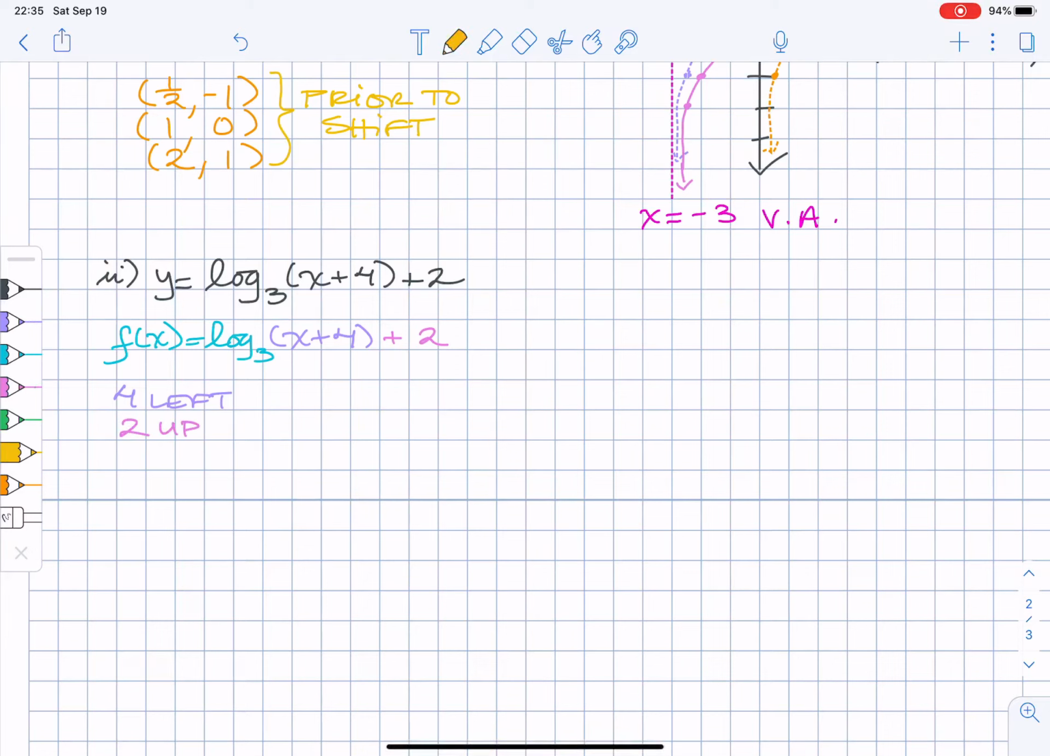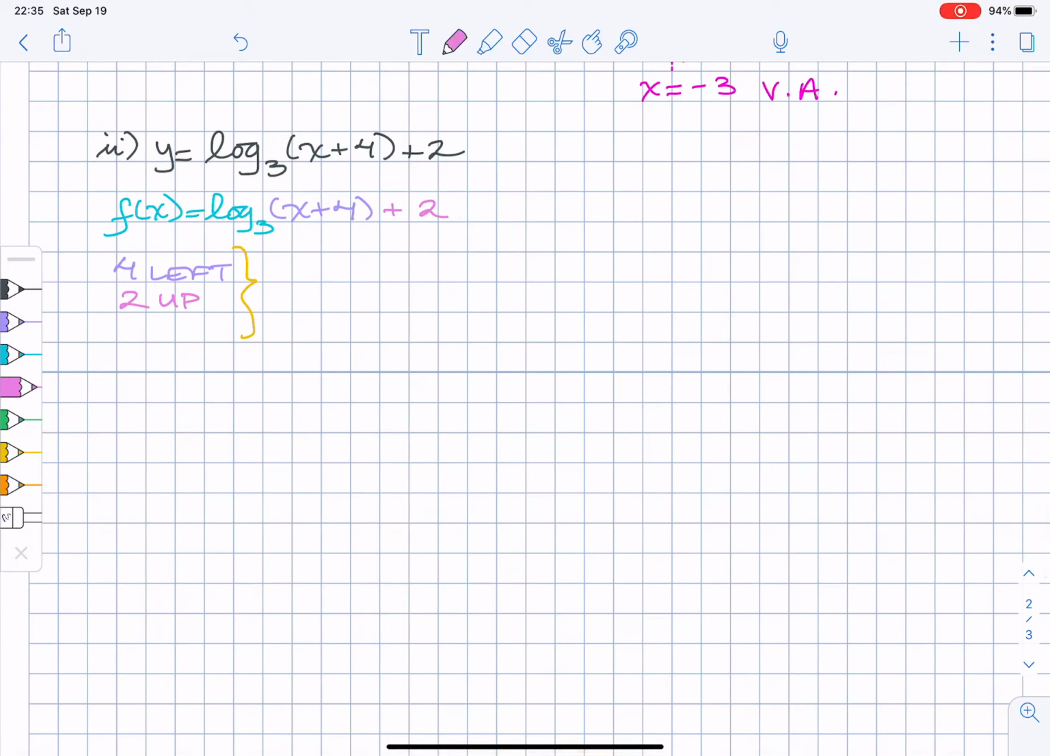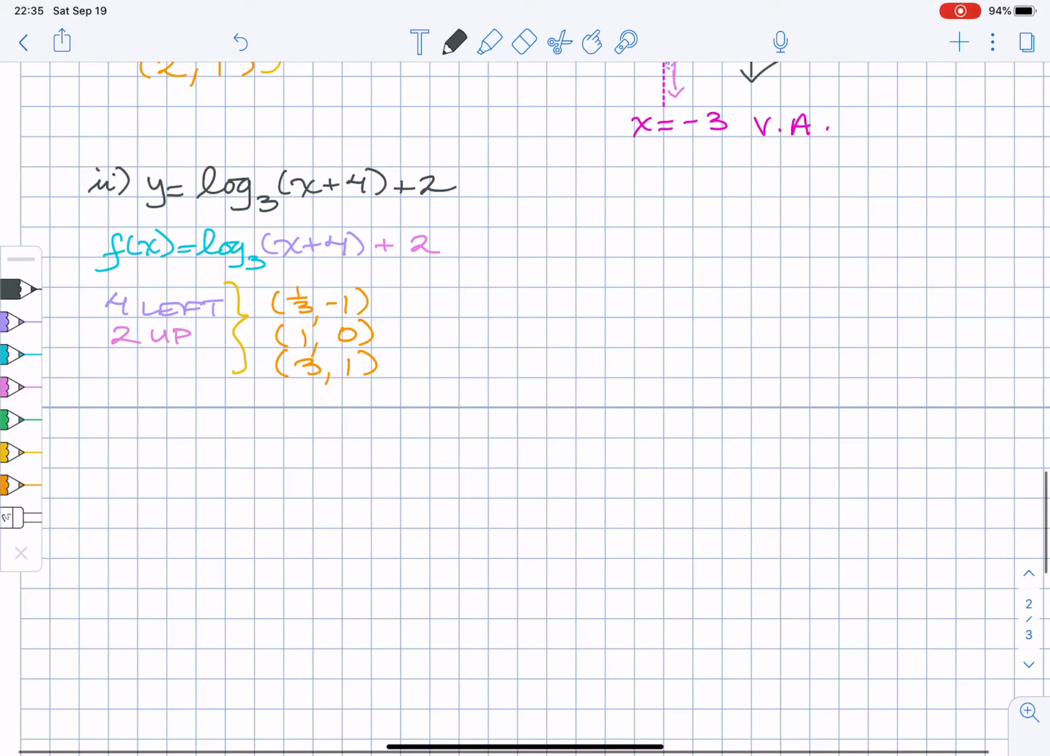What are we moving 4 left and 2 up? The 3 points, which are, instead of (-1, 1/a), it's (1/a, -1), which is (1/3, -1). Instead of (0, 1), it's now (1, 0). And instead of (1, a), it's now (a, 1), so (3, 1). Okay, so x and y coordinate axes.